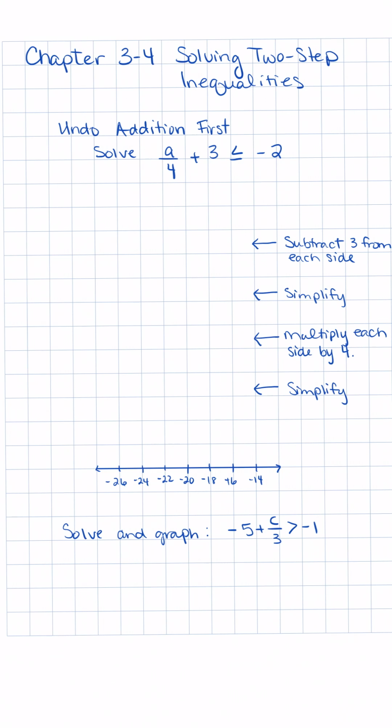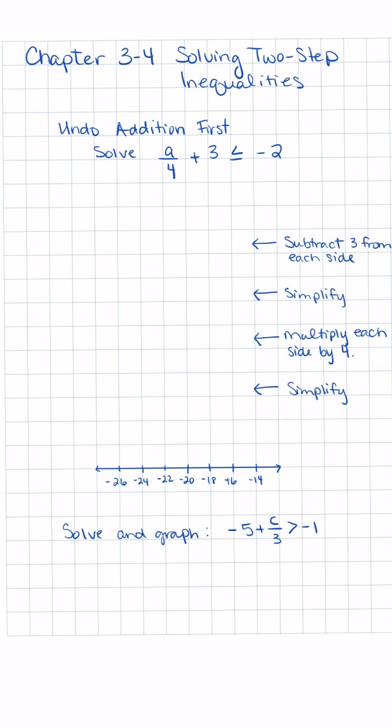Class, today we're looking at Chapter 3-4, solving two-step inequalities. When you lose something, you often undo or trace your steps in reverse order to find it. You can solve a two-step inequality by using inverse operations and the properties of inequalities to get the variable alone on one side of the inequality.